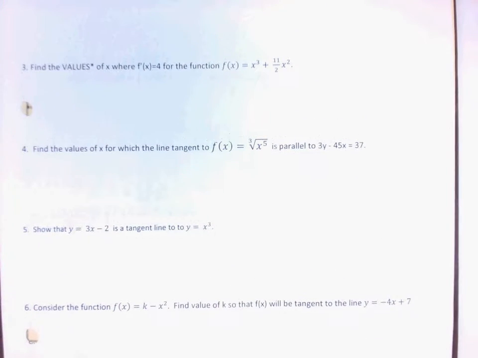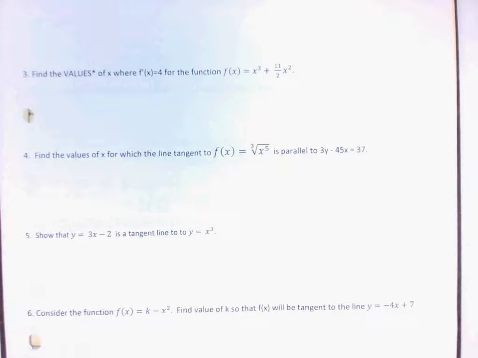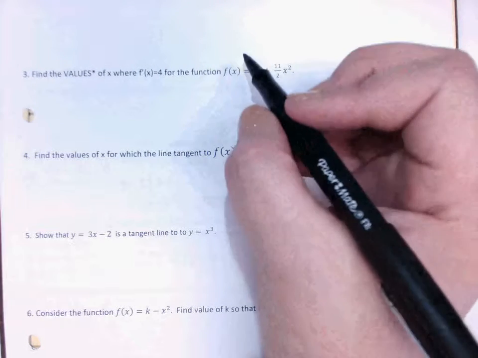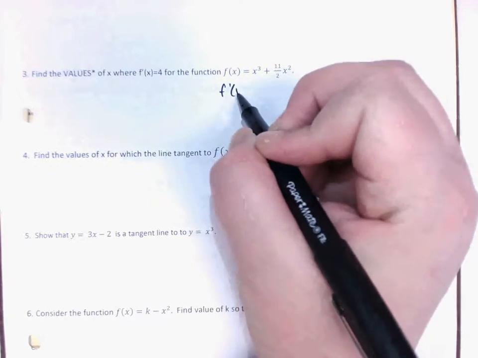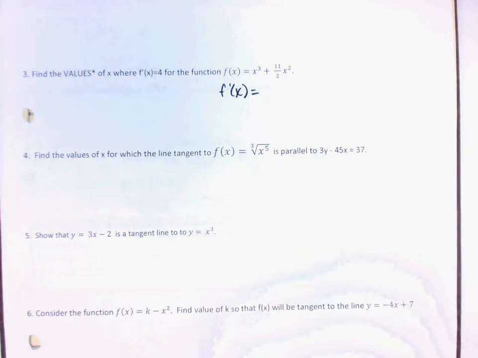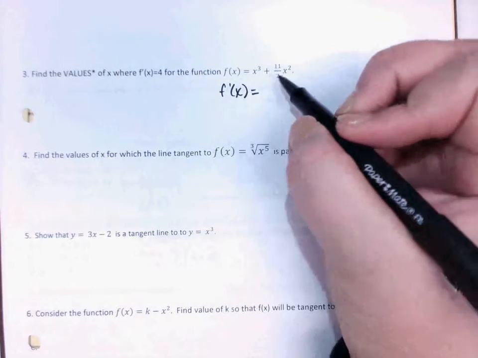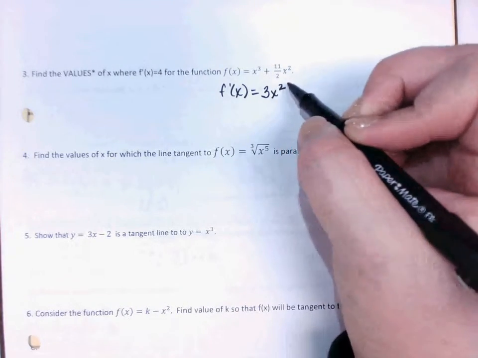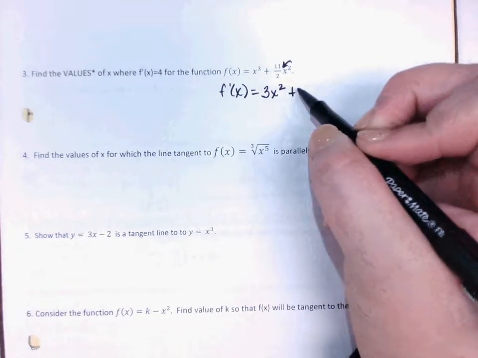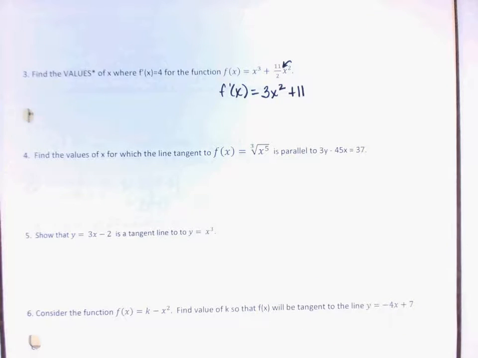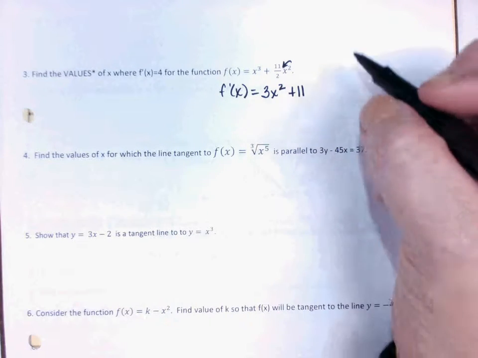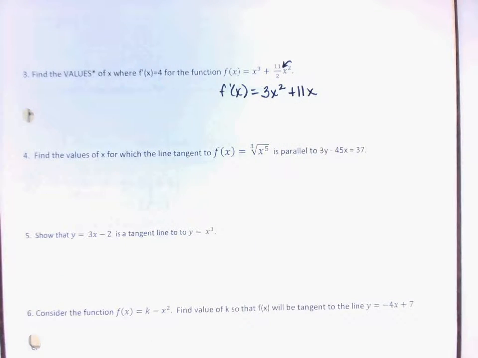Okay, number 3. Find values of x where f prime is equal to 4 for the function. What should you do? Okay, take the derivative. What's the derivative of that guy? Close. 3x squared. Then when I times the 2 on the 11 halves, only the 11 stays. Then x is to the 1. Okay, I have the derivative.